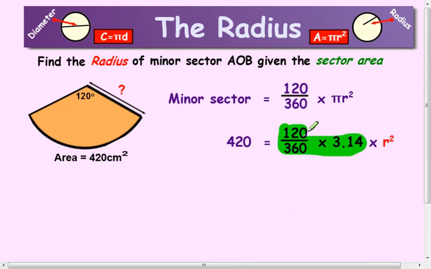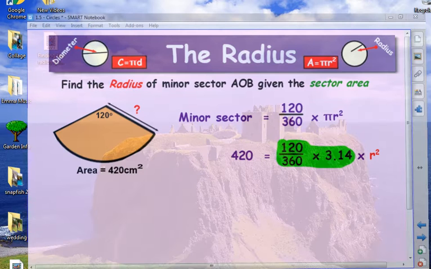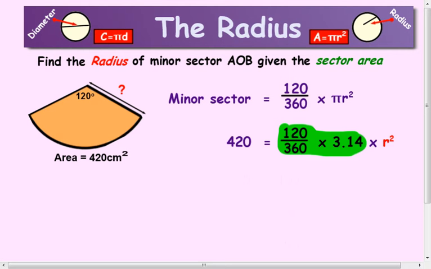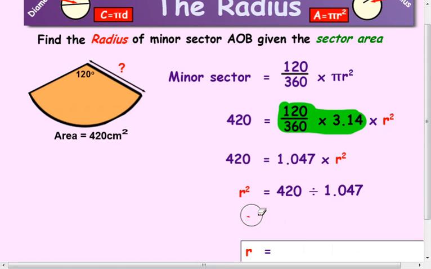Now we're going to follow the same idea as what happened in the last examples. We're going to work out this as a decimal answer. So, 120 divided by 360 times 3.14 comes out to be 1.047. Again, we can work out what r squared is by dividing these two things. 420 divided by this will give us r squared, so write that down and then work out in your calculator when it comes to this.